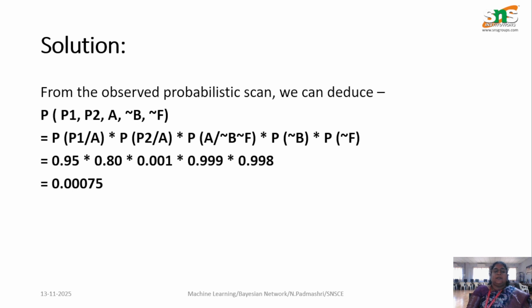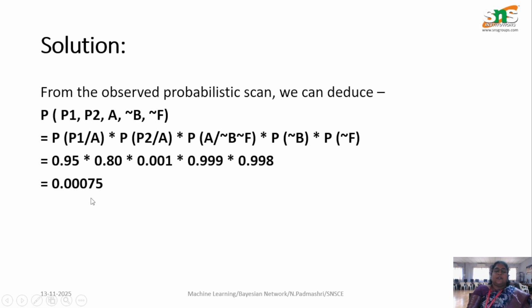So the solution here we have to find out. Both persons are true and these two are false. So what is the probability of P1 when the alarm rang, times probability of P2, times probability of A, the alarm has rung, when there is no burglary and no fire. And the probability of negation of B, no burglary, times probability of negation of F, no fire. We have to multiply all the values, and finally we will get one solution.